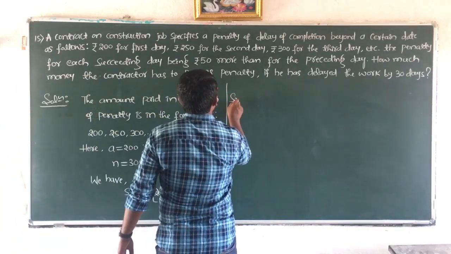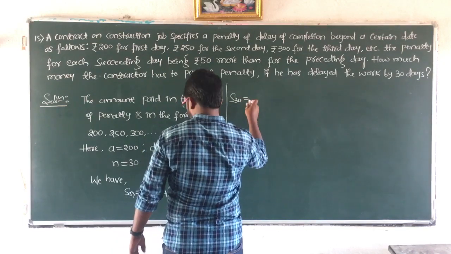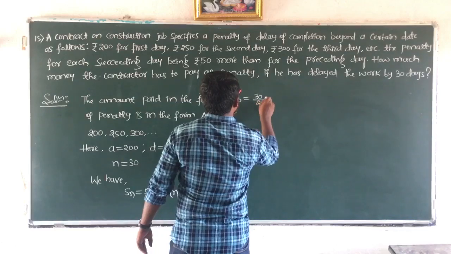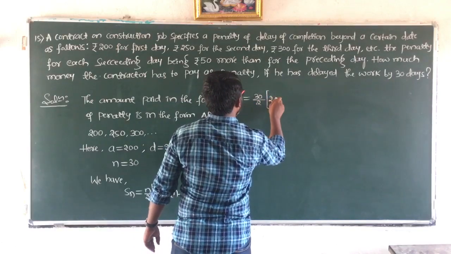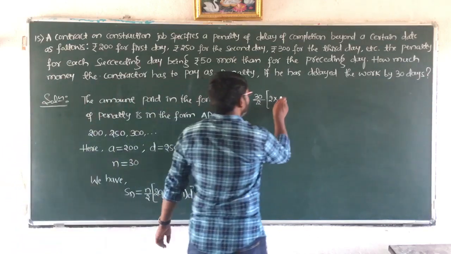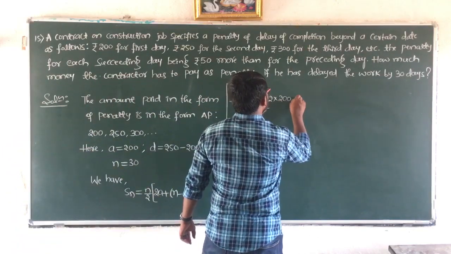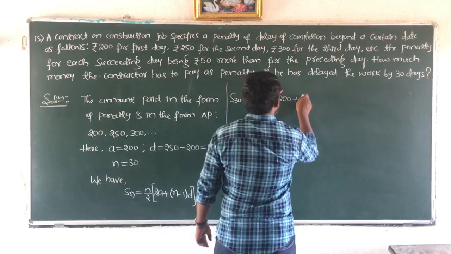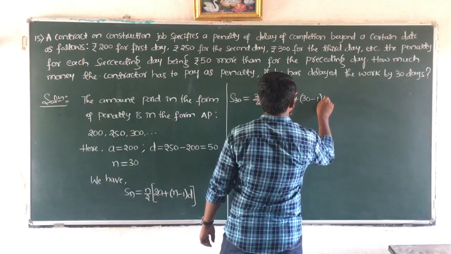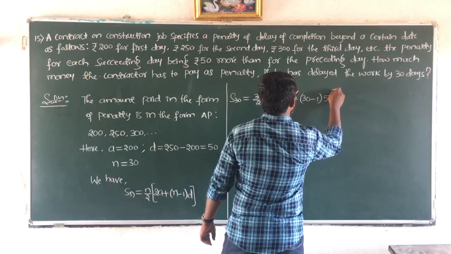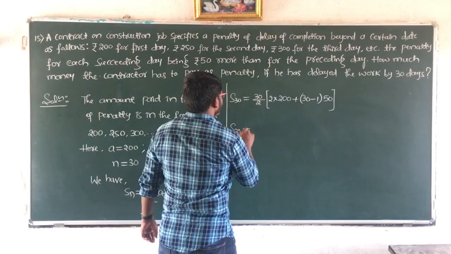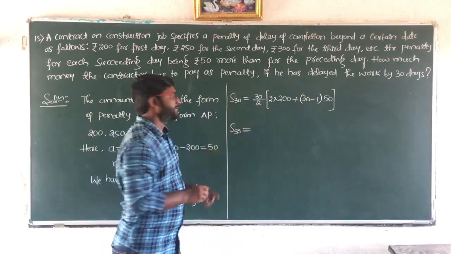So we get S30 which is equal to 30 by 2, inside the bracket 2 into A. What is A? It is 200. So 200 plus n minus 1, that is 30 minus 1, into d. D is 50. So now S30 is equal to, 30 by 2 is 15.